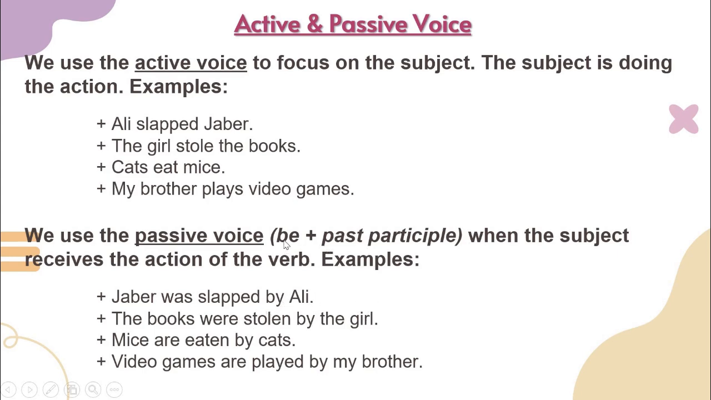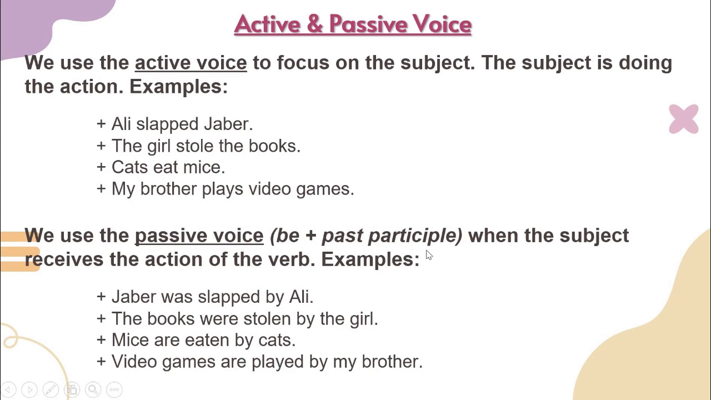Just again, follow the rule. The rule is verb be plus the past participle. Why do I say here were? Because, again, if you look at the initial verb, the verb is in the past tense. If it's in the past tense, then we use the past tense over here as well. So the books were stolen by the girl.